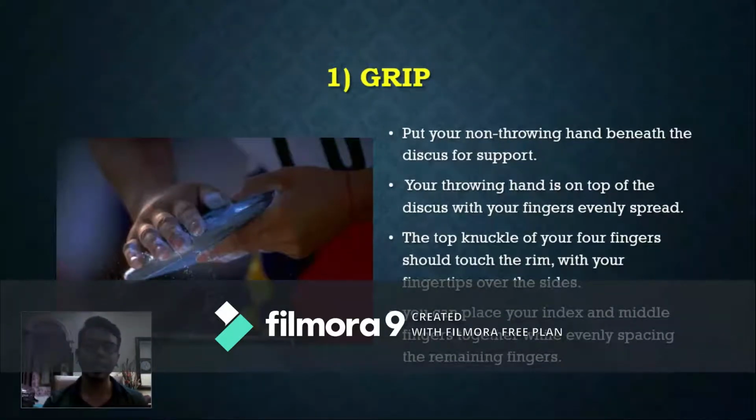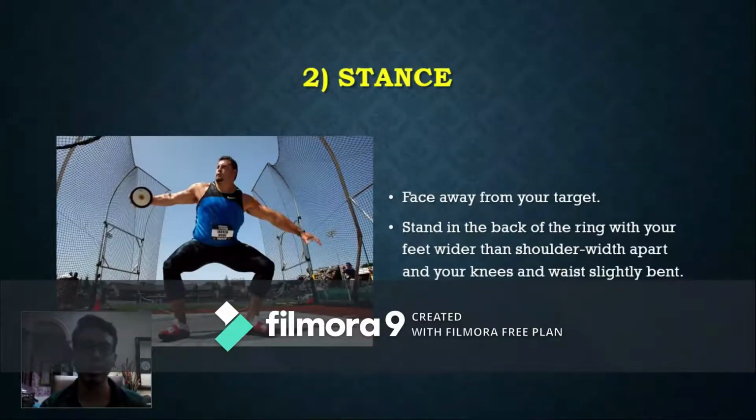Okay. Next, step 2. Stance. Face away from your target. Stand in the back of the ring with your feet wider than shoulder width apart and your knees and waist slightly bent.